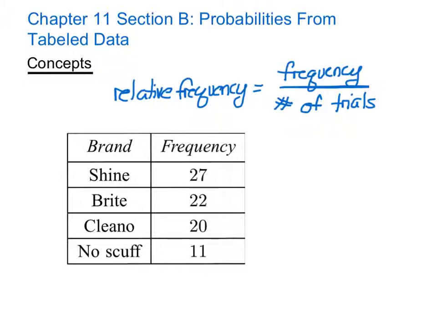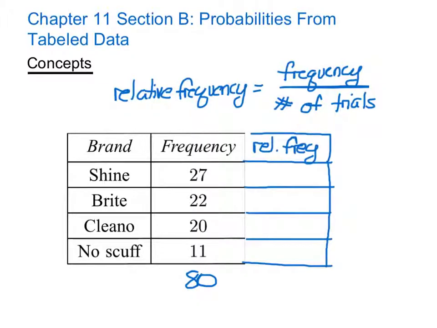First, we can find the total number of people that answered the question simply by adding up the frequency column. If we do that, we see that there were 80 people that answered the question. Once we know that number, we can find the relative frequencies of all of the other outcomes, because 80 is the number of trials, and we have the frequencies for each outcome. So all we really need to do is add another column at the end of this table. Now we can divide each of the frequencies by the total number of trials to get the relative frequencies.